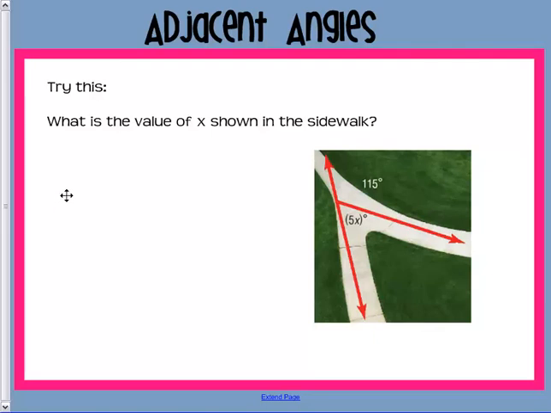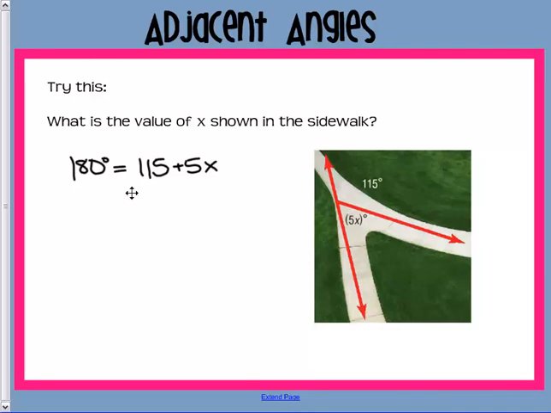All right, so let's look at this one. What is the value of x shown in the sidewalk? Okay, these are adjacent angles. So we've got 115 on this side and we've got 5x on this side. Together they equal 180 because they're on a straight line. So 115 plus 5x equals my 180. Go ahead and try that one.